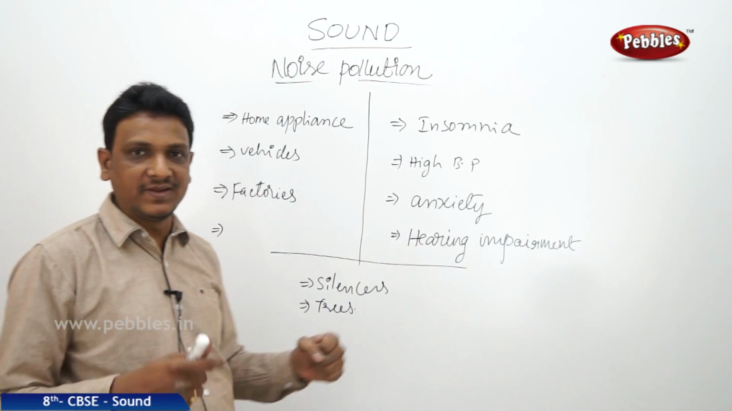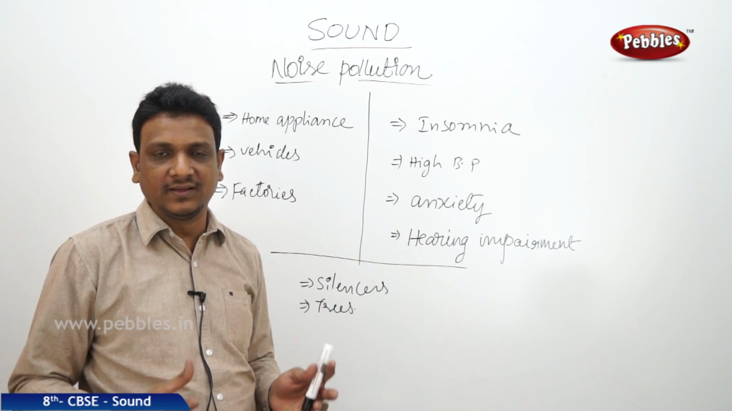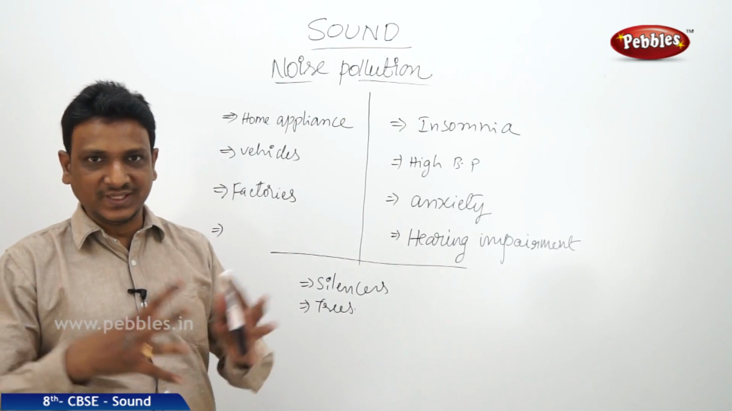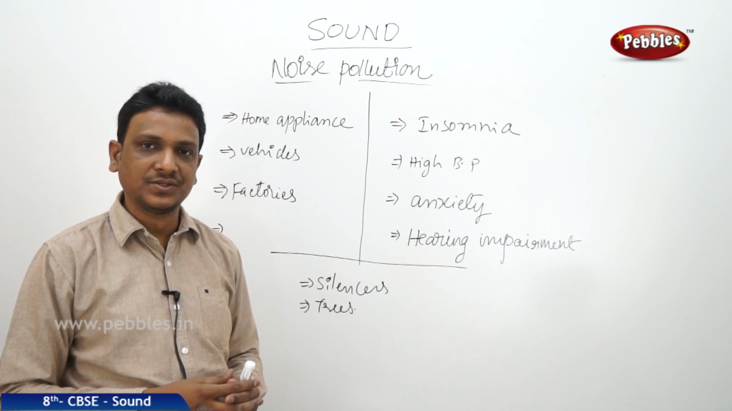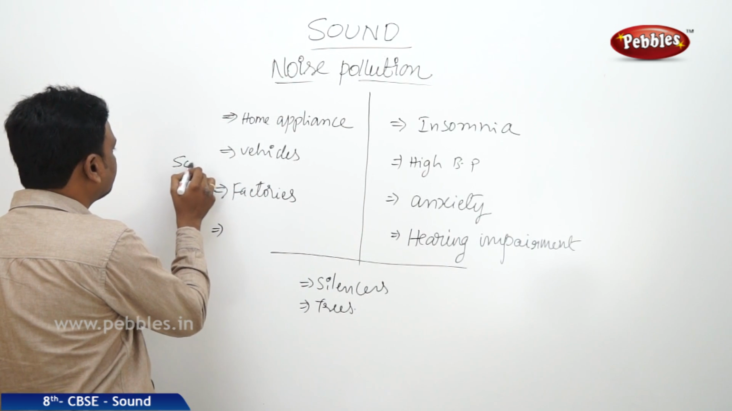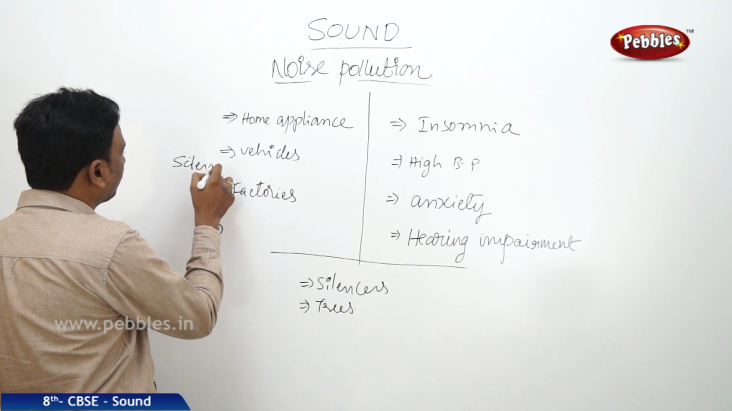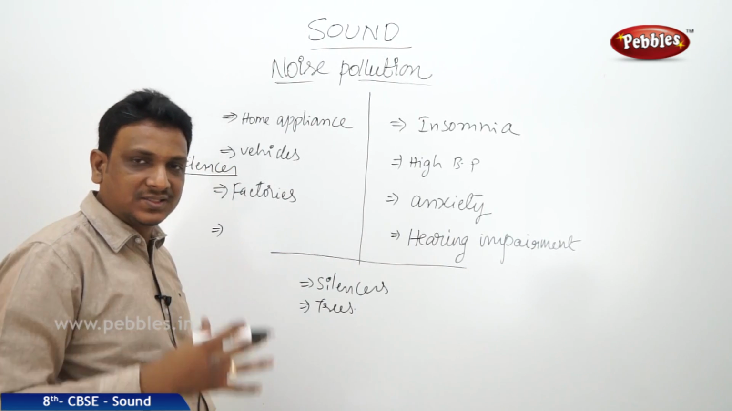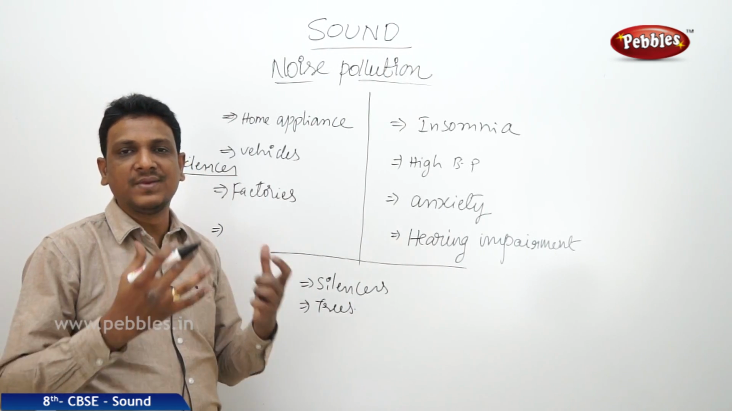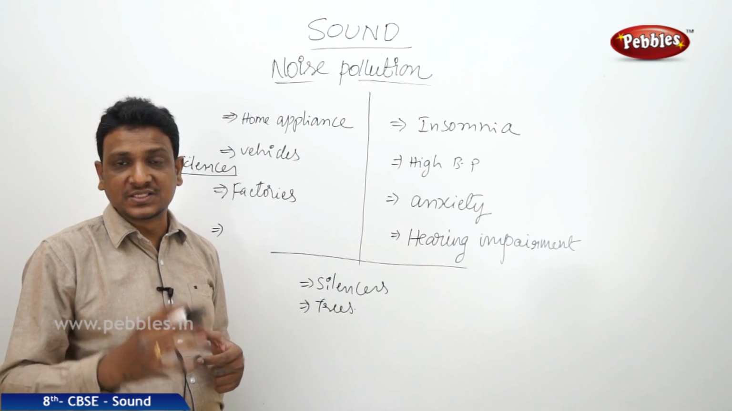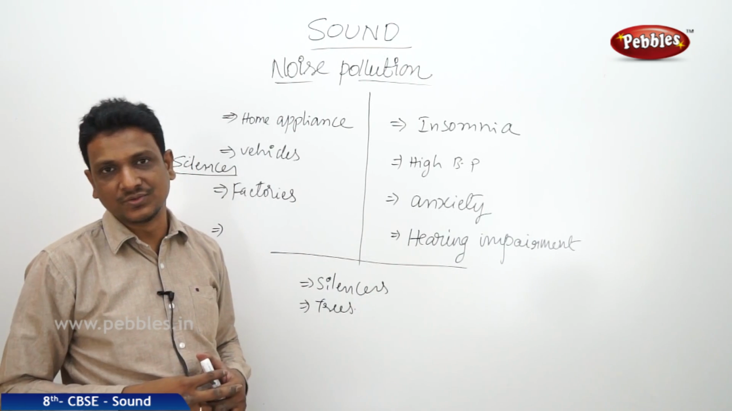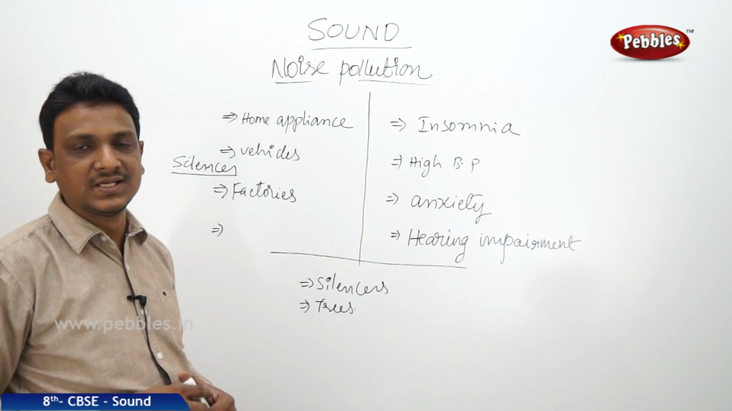Now the next one is vehicles. We know that all vehicles have an internal combustion engine. That means some firing takes place inside the engines. This firing creates sound. So there is a lot of sound from every vehicle. Of course, the vehicles have a silencer, which will kill the sound. But even then, as a collection of all the vehicles, the sound becomes noise. Moreover, apart from the sound from the engine, the vehicles blow horns. These horns produce more loud sounds. So this is all contributing to noise pollution.